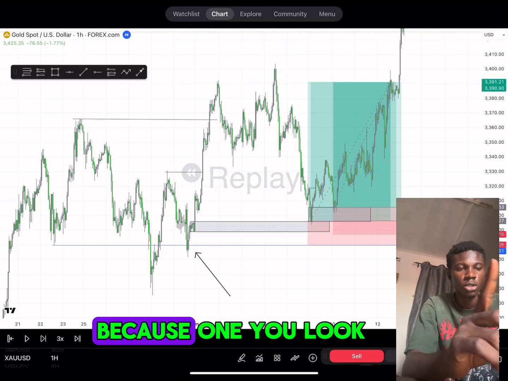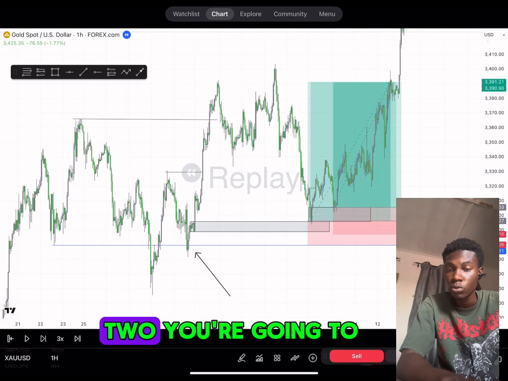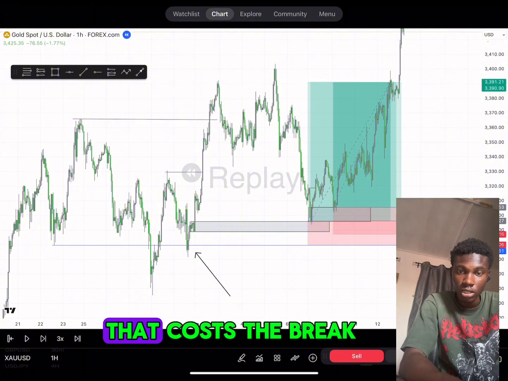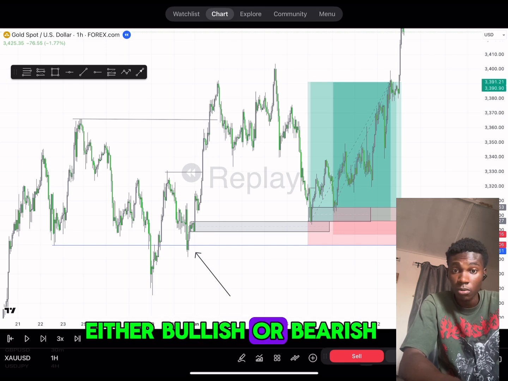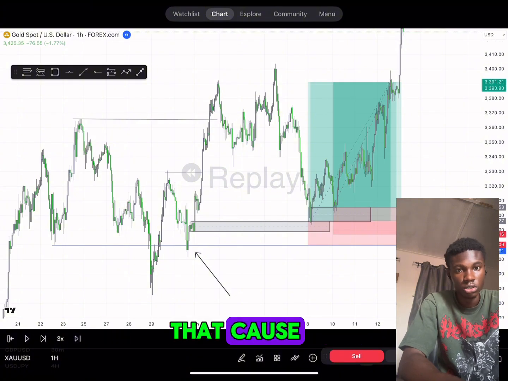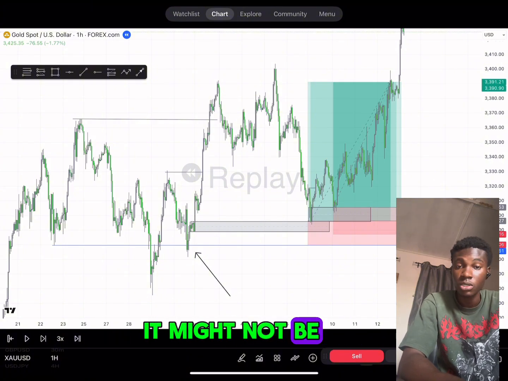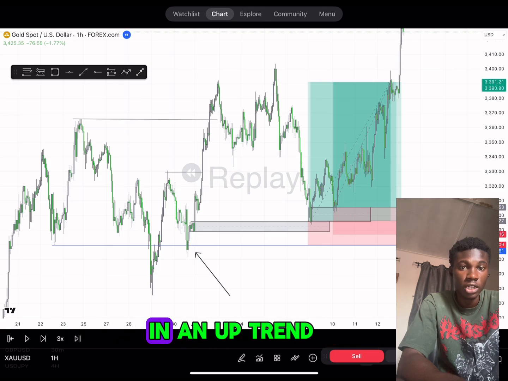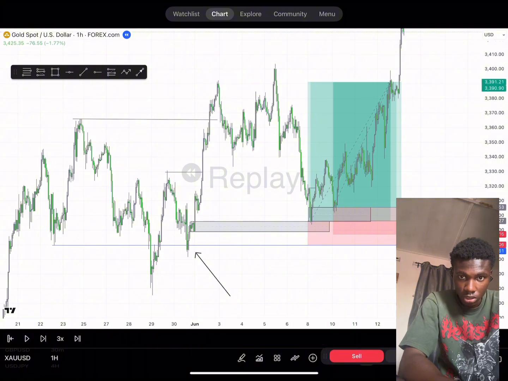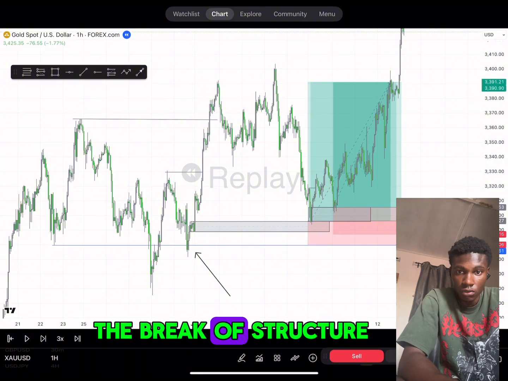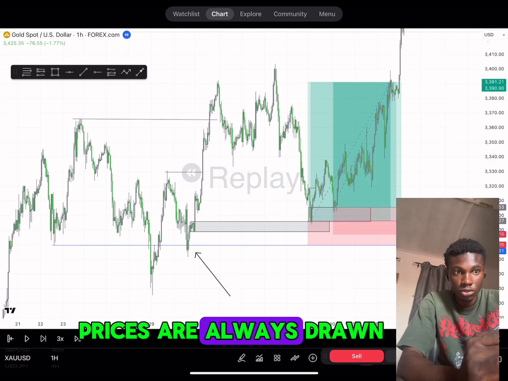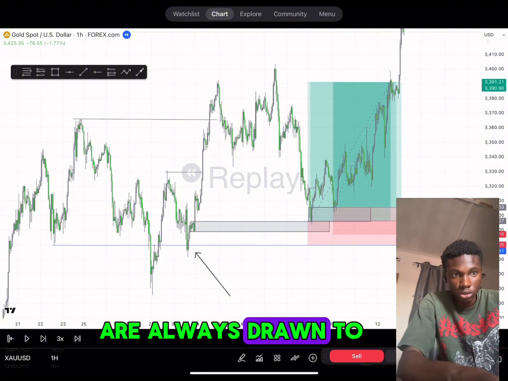I mean four, because one, you look for the direction of the market. Two, you look for a break of structure and a valid candlestick that causes the break of structure, either bullish or bearish, because sometimes I have bullish candles that cause a break of structure. It is not always bearish in an uptrend, you understand? So a break of structure, either an opposite candle or the same candle that caused it, and a fair value gap. It must have a fair value gap, because price action is always drawn to a fair value gap.